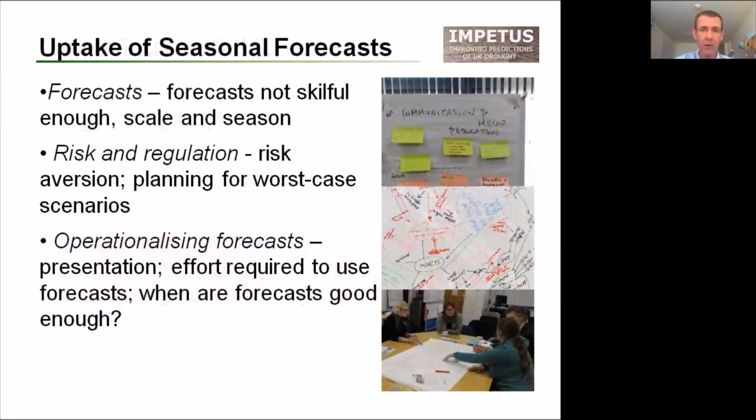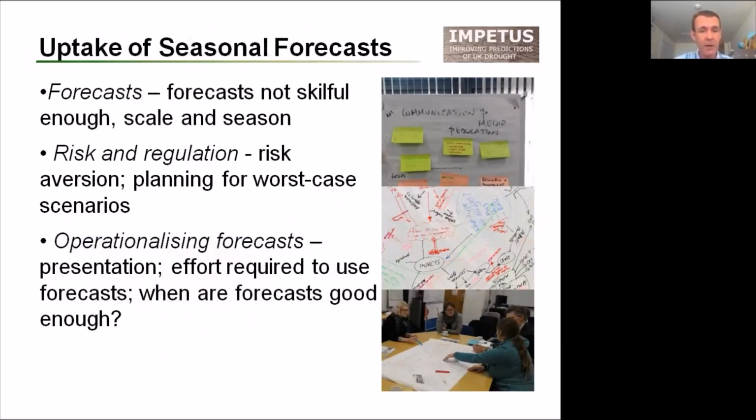The other aspect of seasonal forecasting that we've been looking at in IMPETUS is trying to understand how water companies, water regulators, and the farming sector can use drought forecasts to best prepare for and to plan for drought. Researchers in IMPETUS and the UK Drought and Water Scarcity Programme have held workshops with water companies, with government departments, and with water regulators to understand how they might best use forecasts. There are exciting opportunities to use the new science of seasonal forecasting, but there are also real barriers in terms of their uptake. Some of the key things at the moment is that forecasts are not skillful enough in order for them to use them for operational decision making.